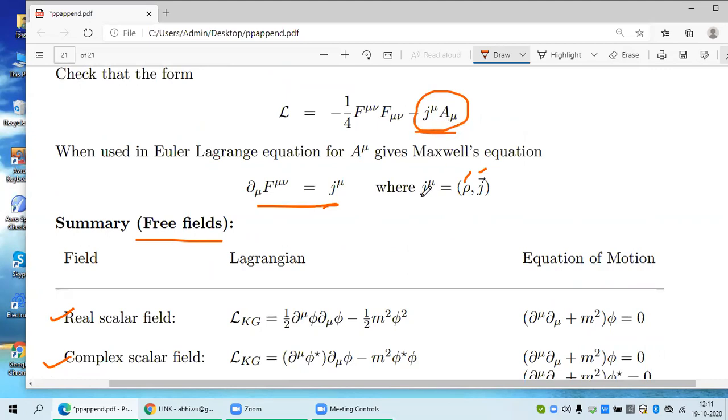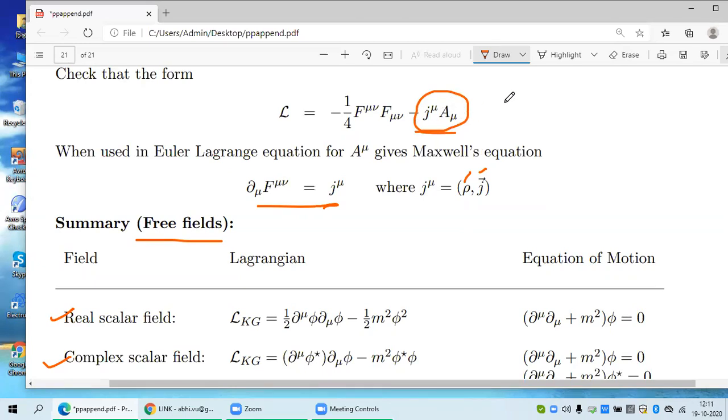So we will modify, when interaction is present, with free fields, we have to add some term which is the interacting Lagrangian, and those terms are the real terms which can be probed in experiments. We will see that.